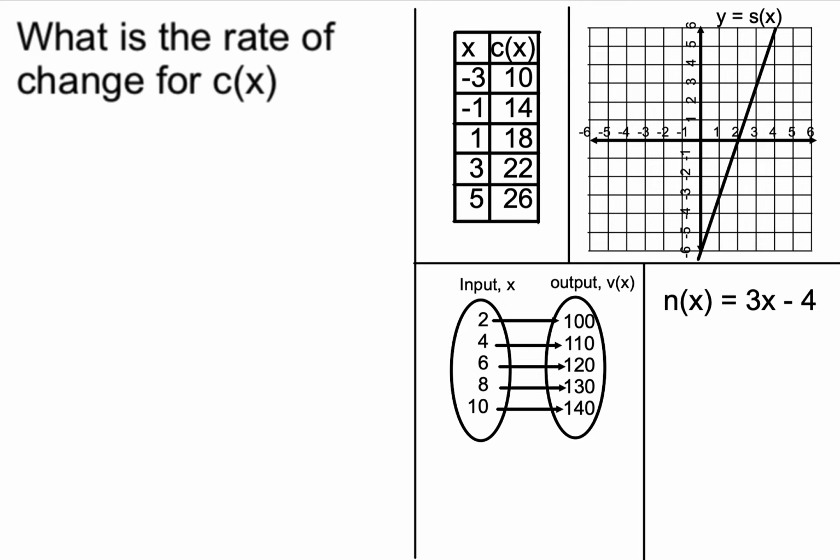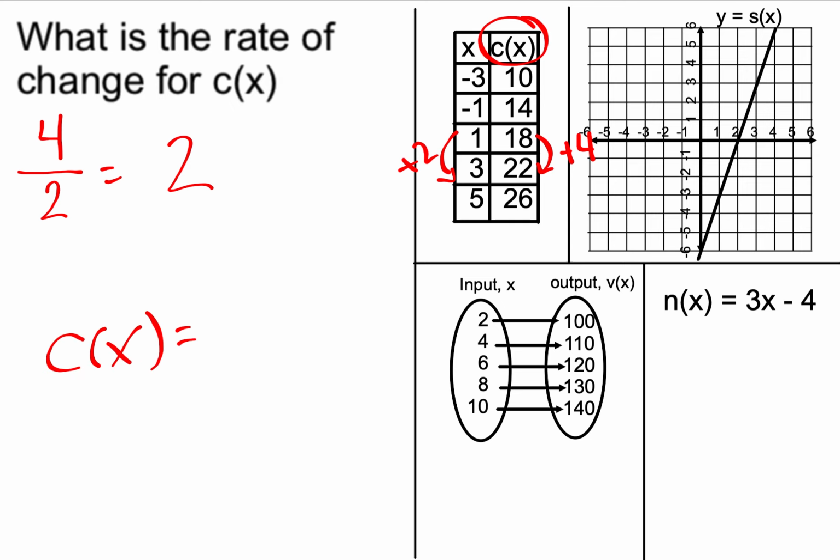What is the rate of change for C of x? Okay, finding a rate of change from a table, we just need to find the changes in the outputs, which are going up by 4. The changes in the inputs go up by 2. That gives us a change in output divided by change in input. That gives us a slope of 2. Which, by the way, we could write the equation for C of x. We just need to know what 0 outputs to, which right here, it actually outputs to 16. So C of x is 2x plus 16.